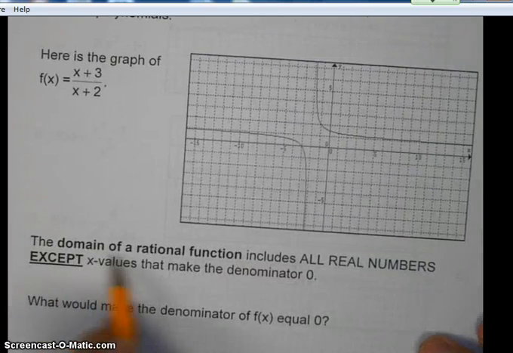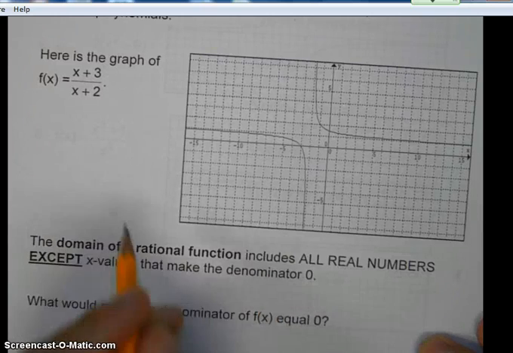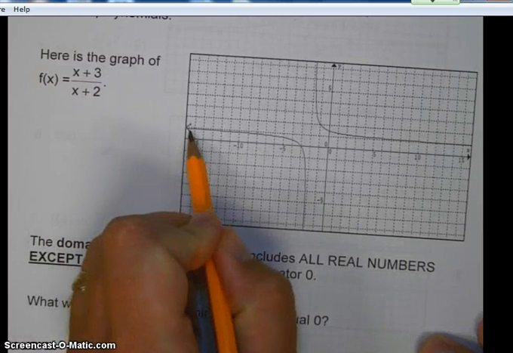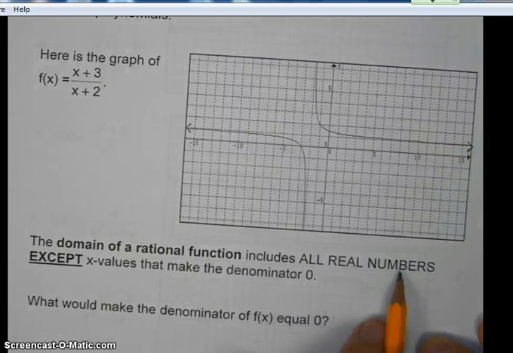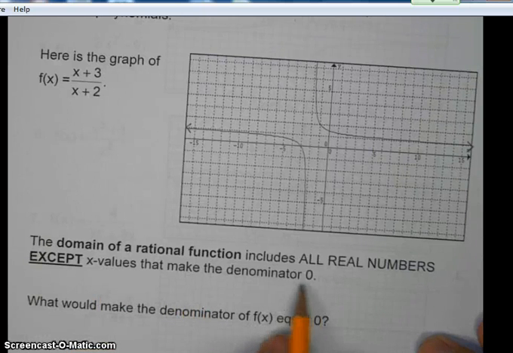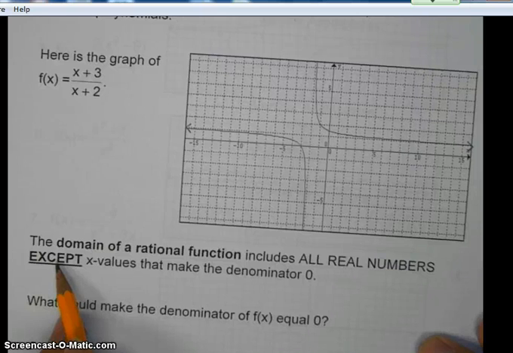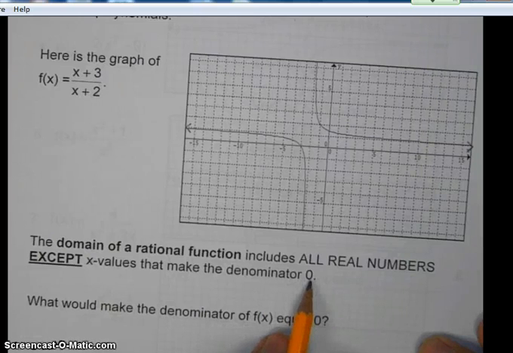The domain of a rational function includes all real numbers. Notice it goes infinitely to the left and infinitely to the right. So all real numbers except x values that make the denominator 0. Again, except x values that make the denominator 0.